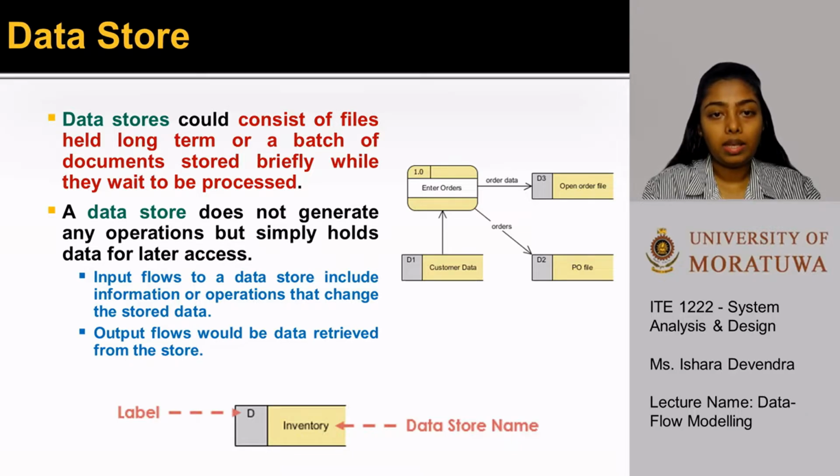There is a process, enter order, and two data stores, open order file and PO file, to change the stored data. And you can see another data store, customer data, to retrieve the customer data from the store. So this is an example of a data store element in a data flow diagram.